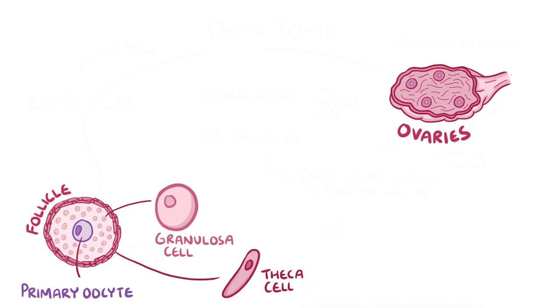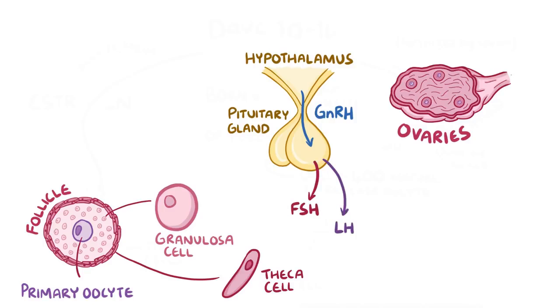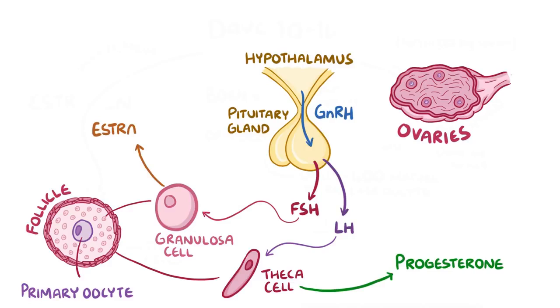Anyway, all of this process is ultimately controlled by the hypothalamus, which is all the way away from the gonads up in the brain. And the hypothalamus secretes gonadotropin-releasing hormone, or GnRH, which travels to the nearby pituitary gland and makes it secrete two hormones of its own: follicle-stimulating hormone, or FSH, and luteinizing hormone, or LH. FSH and LH then act on the ovarian follicles. So the theca cells respond to LH by producing progesterone, and the granulosa cells respond to FSH by making estradiol, which is a member of the estrogen family.